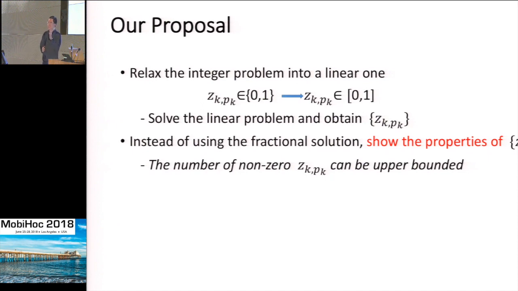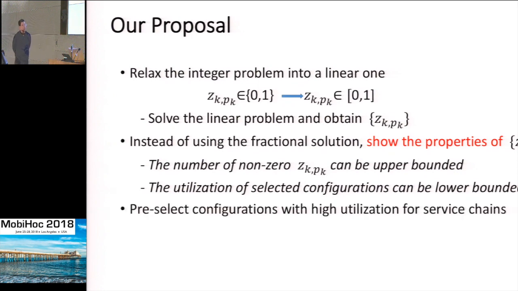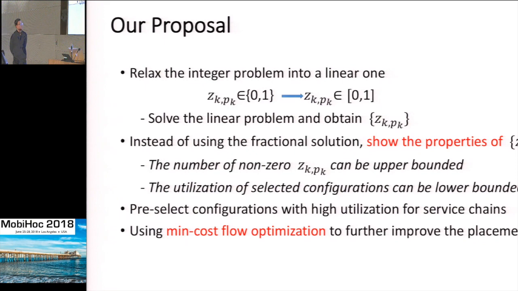Now, why is that important? Because it reduces our search space and helps us quickly come up with good solutions. Another thing we can show is that the utilization of these selected configurations can be lower bounded. So again, it reduces our computation to find good solutions. And this pre-selection of configurations with high utilization can help us find pretty good solutions. At the end, we can run a min cost flow optimization to further improve our placement.